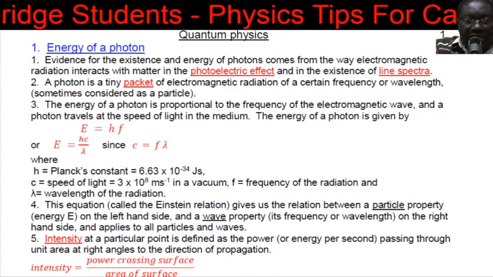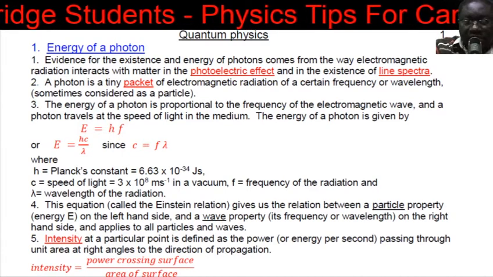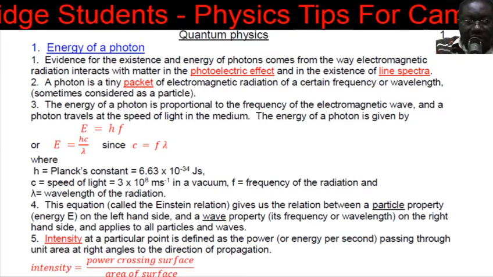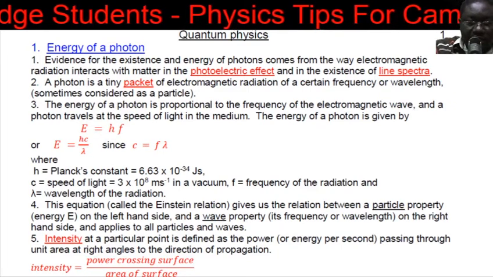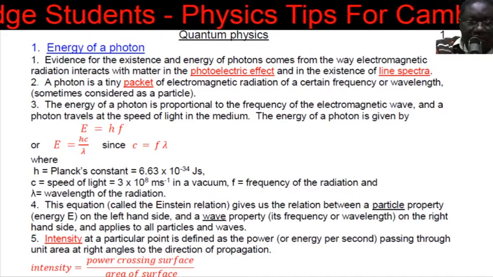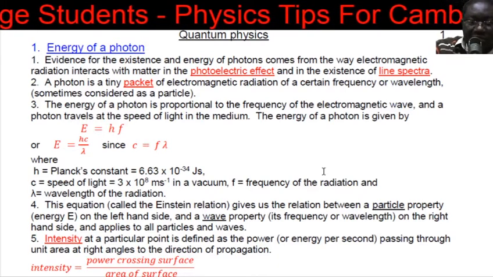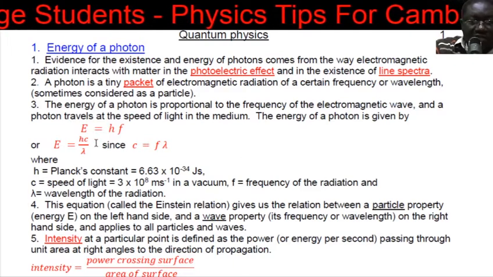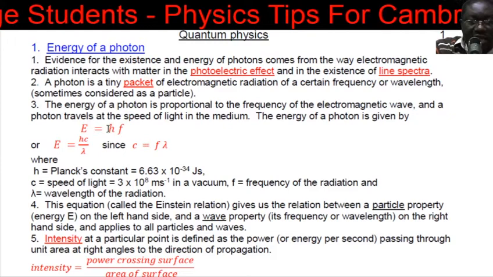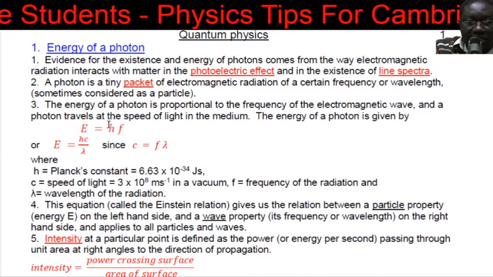A photon is a tiny packet of electromagnetic radiation of a certain frequency or wavelength. Sometimes it is considered as a particle. So the energy of a photon is proportional to the frequency of the electromagnetic wave, and a photon travels at the speed of light in the medium. So the energy of a photon is given by E = hf. E is the energy, h is Planck's constant, which is 6.63 × 10^-34.